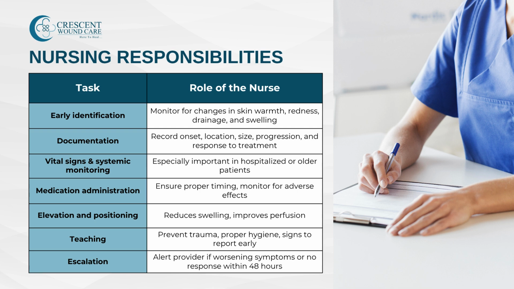Medication management: administer antibiotics as prescribed and watch for side effects like rashes or GI upset. Supportive care: elevate the limb to reduce swelling. Encourage gentle mobility to maintain circulation. Patient education: teach wound care basics, hygiene, dressing changes, and infection warning signs. Reinforce the importance of completing the full antibiotic course. Escalation: if no improvement in 48 hours, or if symptoms worsen, report to the medical team immediately.